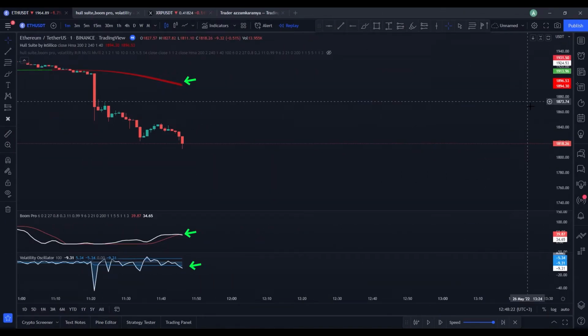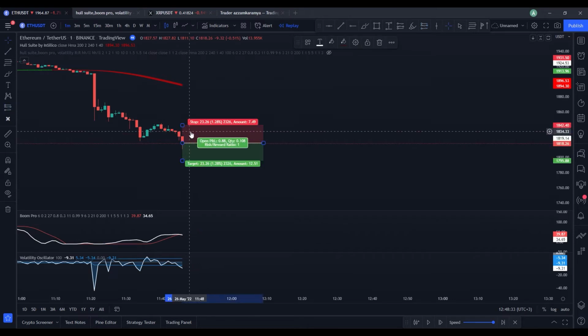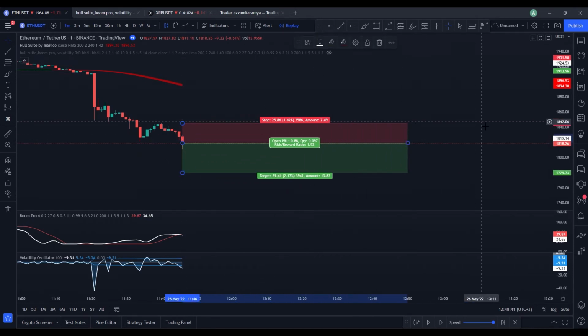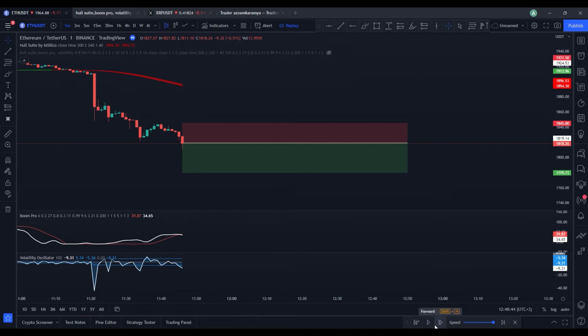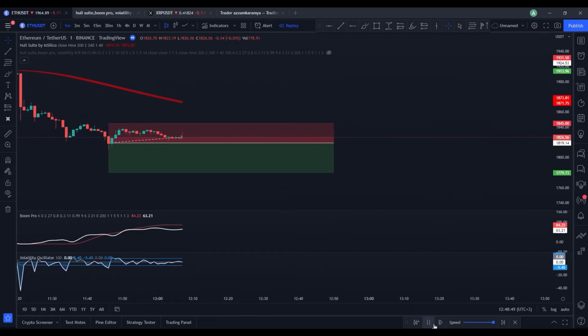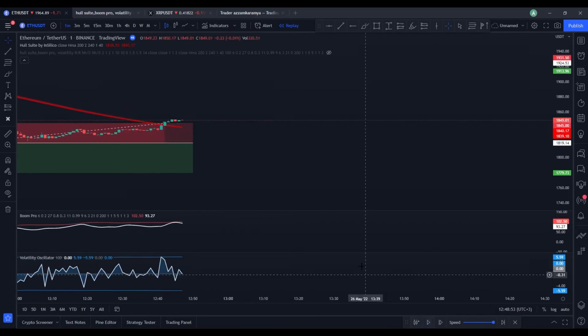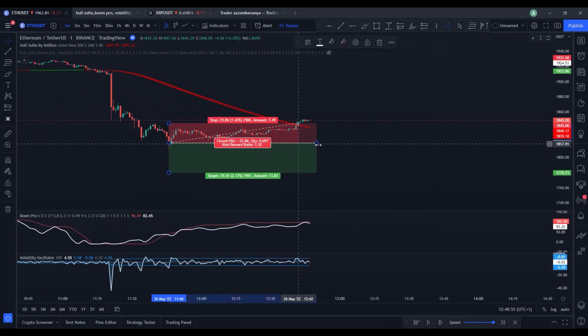Here all conditions are fulfilled. We can take a short position. Our stop loss must be above the recent higher high, and the risk to reward ratio will be 1.5. Let's see what happened to our trade. As we can see, it hit stop loss, and it was a lost trade.